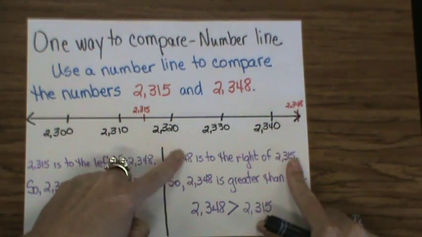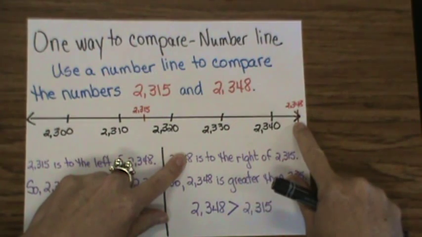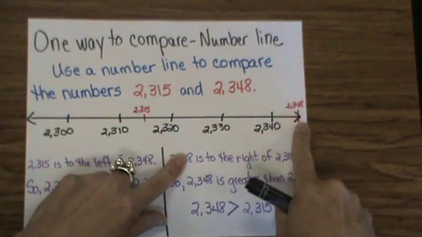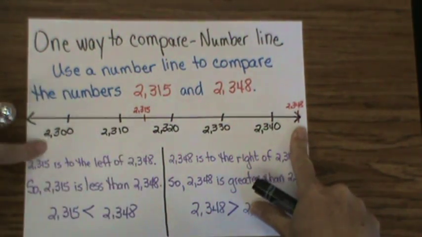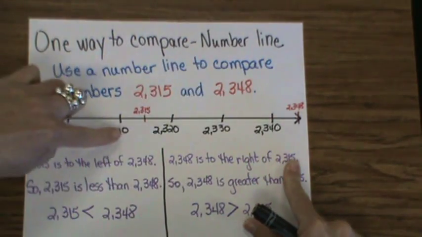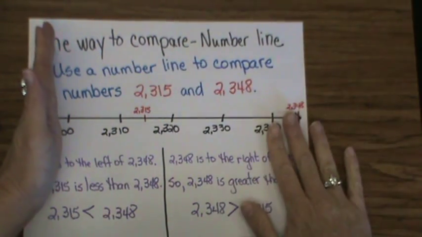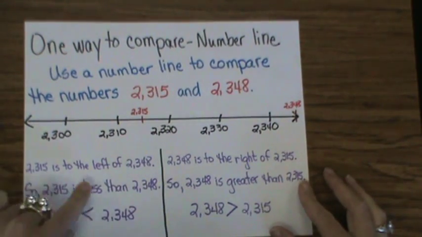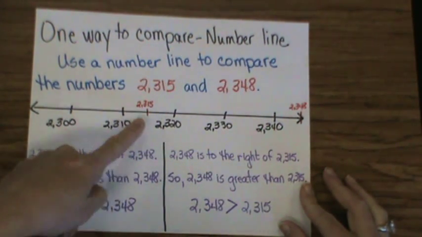It'd be about halfway. And then 2,348 is going to be way down here at the end of my line, past 2,340. So here's 2,348. Well, it's easy to see now if my numbers are going in ascending order from left to right, that means they're getting bigger. My smaller numbers are to the left, my larger numbers are to the right. It's very easy for me to see that 2,315 is to the left of 2,348.